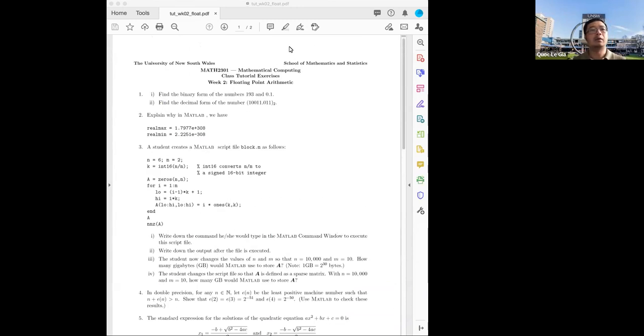So we have to do it question by question. The first question is about binary representation of numbers. You can see that there are two cases. One case is the number is bigger than 1, and the second case is the number is less than 1. So how do we do that?